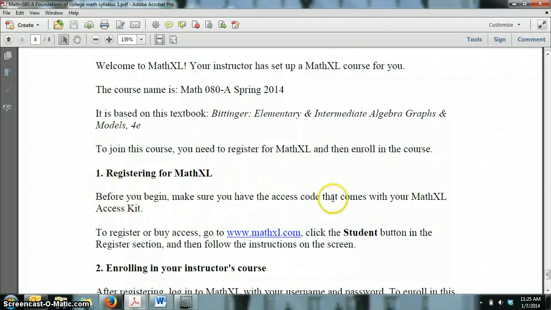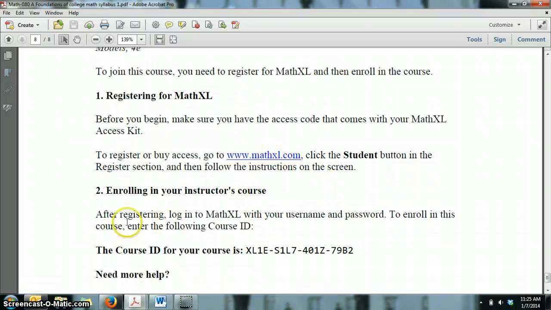Before you begin, make sure you have an access code that comes with the course materials, or you can buy it straight from the website. If you get it from the bookstore, that's fine. If you have to use the financial aid money, like I said, $55 is the cheapest you're going to get it, and you get it straight from the website. So you can just click there and get it. After you register, it's going to ask you to create an account. Make sure you use your COTC email. It's really important that you use your COTC email for that.